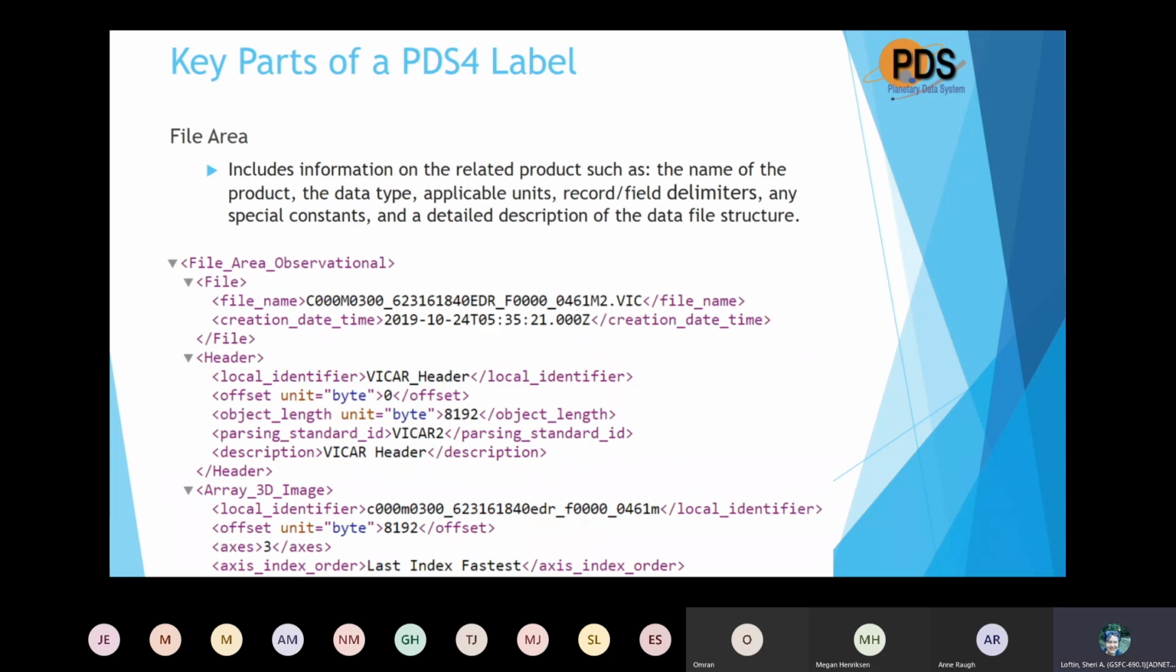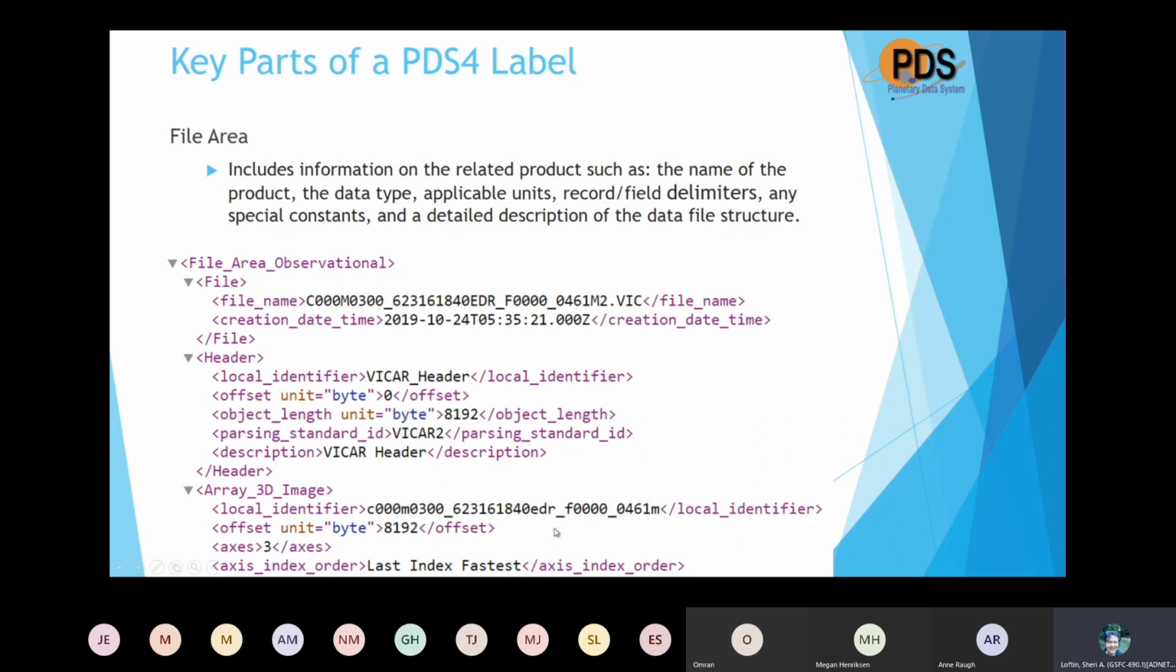And then the last part of our label file is the file area. So this is going to describe the actual file itself, not the contents, but the file itself. So in here, these things are probably going to vary. So you're going to have your file name, when it was created, how large is it, things like that.